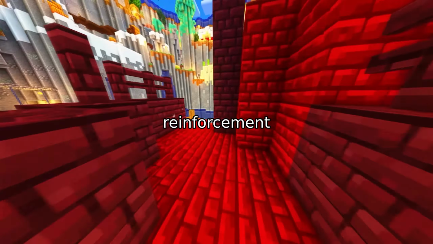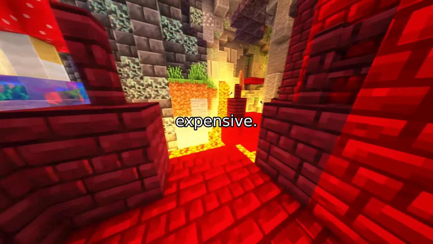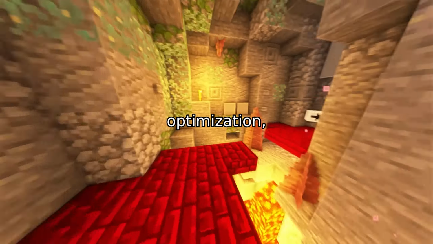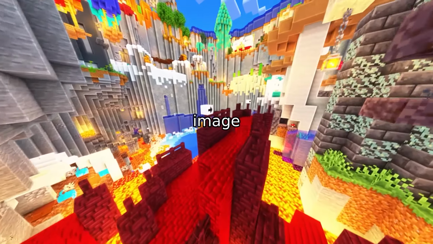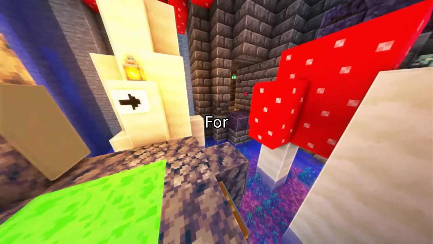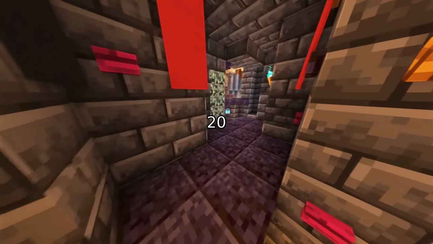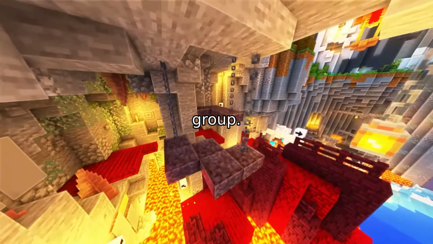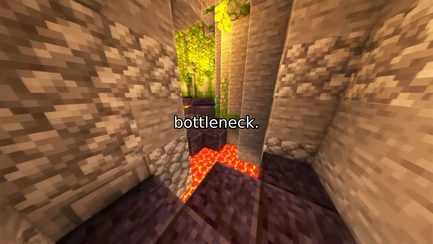Training diffusion models with reinforcement learning is brutally expensive. When you apply group relative policy optimization, or GRPO, to image generation, you have to backpropagate through every single denoising time step. For a standard 20-step trajectory, that means 20 full transformer backward passes per training group. It's a hard computational bottleneck.